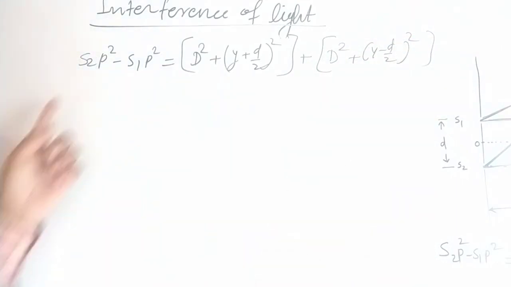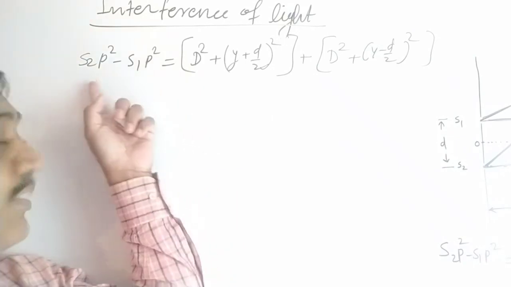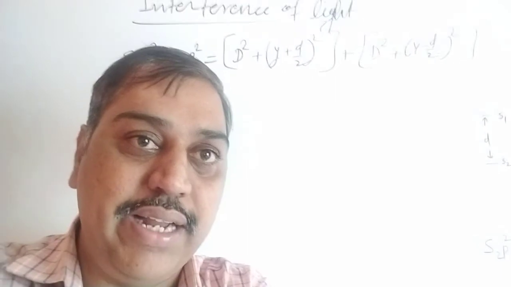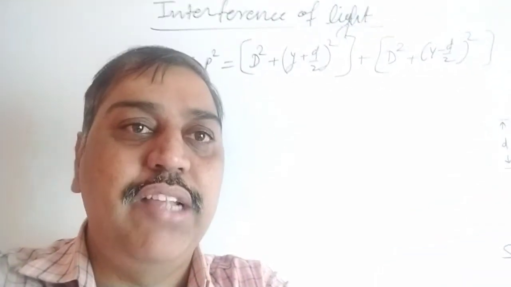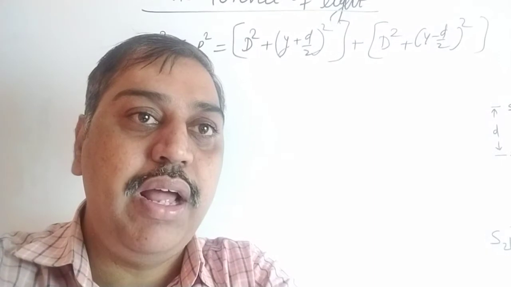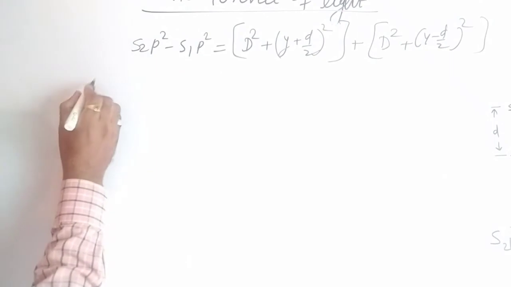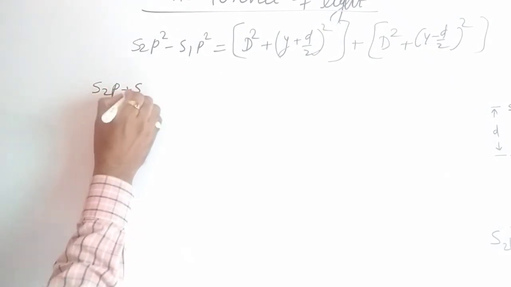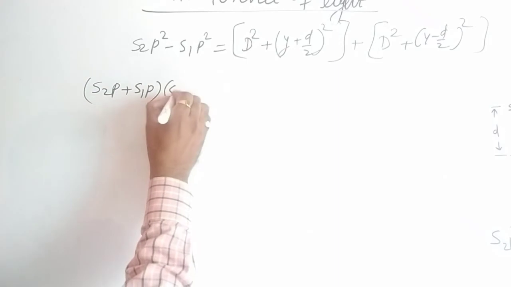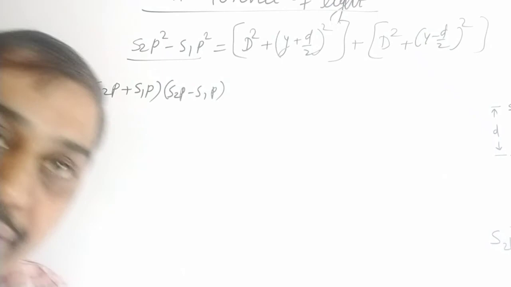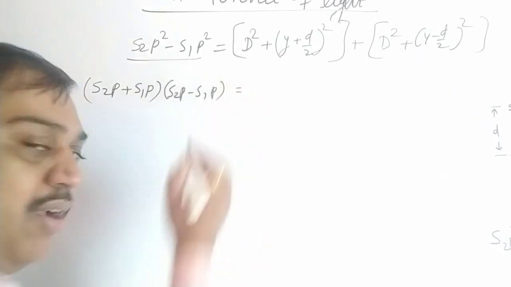Now the left-hand side, S2P square minus S1P square, can be split and written in a different way. We are going to use a mathematical formula: a square minus b square is a plus b into a minus b. So we write S2P plus S1P into S2P minus S1P. You might have learned this up to 8th or 5th standard.